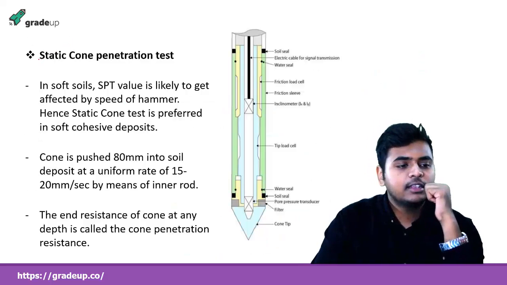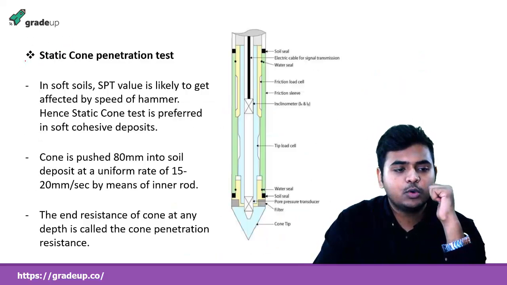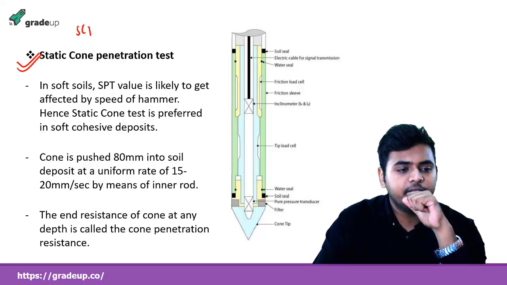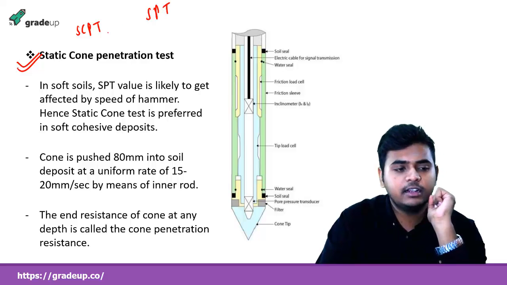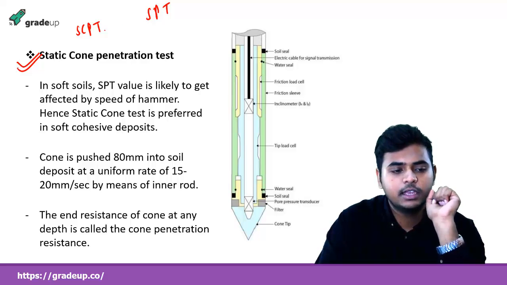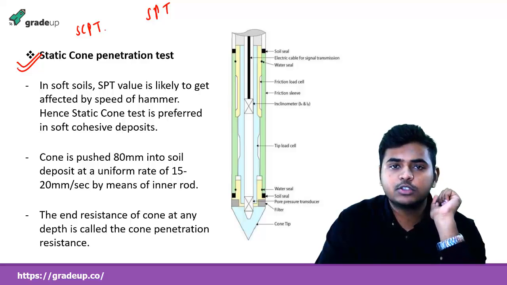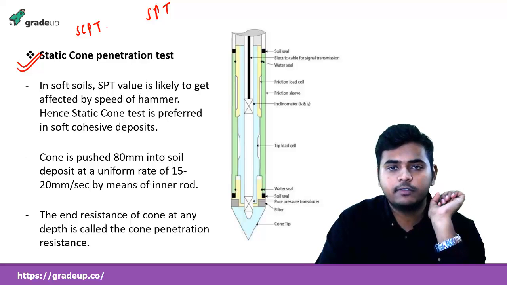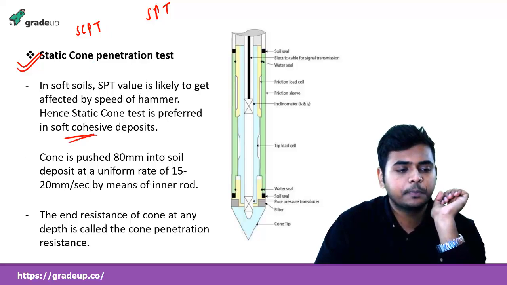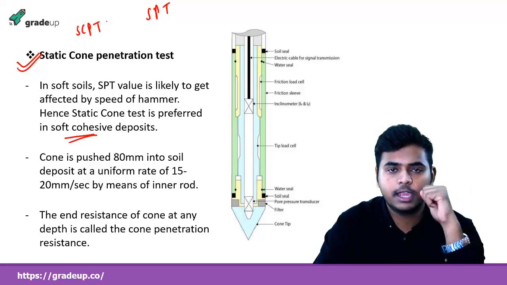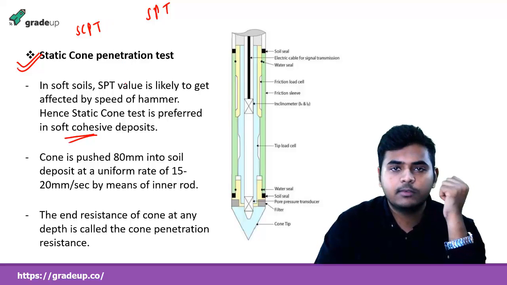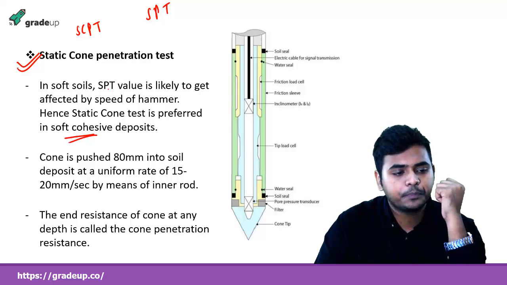Now there is another field test, that is the static cone penetration test, SCPT. That was SPT, where S stands for standard, and here S stands for static. Static cone penetration test, don't confuse. Now this is generally used for soft cohesive deposits, generally soft clays. You have to remember this. You don't have to go into detail of this static cone penetration test from the GATE point of view. Just read some of the important concepts of this.